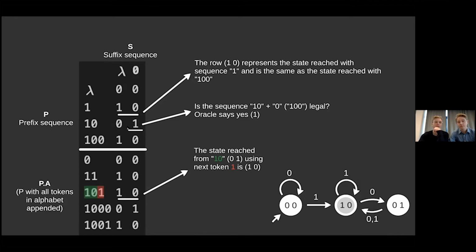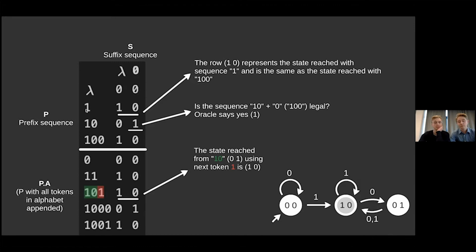The oracle will return a 1 for it being legal. So the key insight here is that if the sequences around some state have the same legal sequences as the sequences around some other state, we can say that the states are equal. So for example, it has found that the state here, 1, is the same state as the state reached by sequence 1, 0, 0.